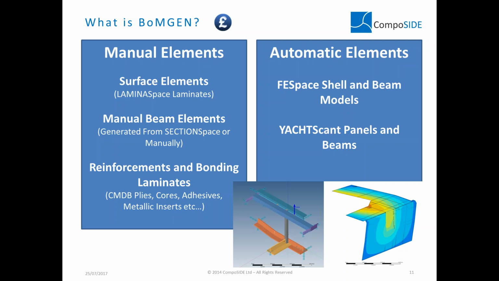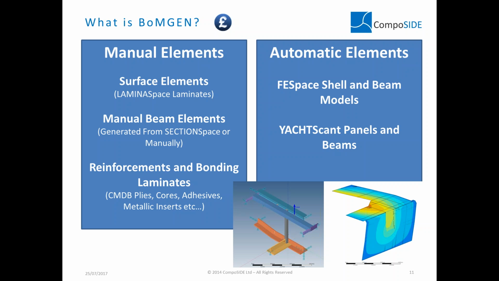Manual elements you can create directly from CMDB or LaminaSpace, just by applying areas, lengths, coverage, etc. You can also apply manual beam elements, so you can grab it straight from section space, or you can generate beams within BomGen. You can also add just reinforcements and bonding laminates, just as a basic accounting for these type of plies, any metallic inserts, cores, any adhesives that you may use and may have not designed with.